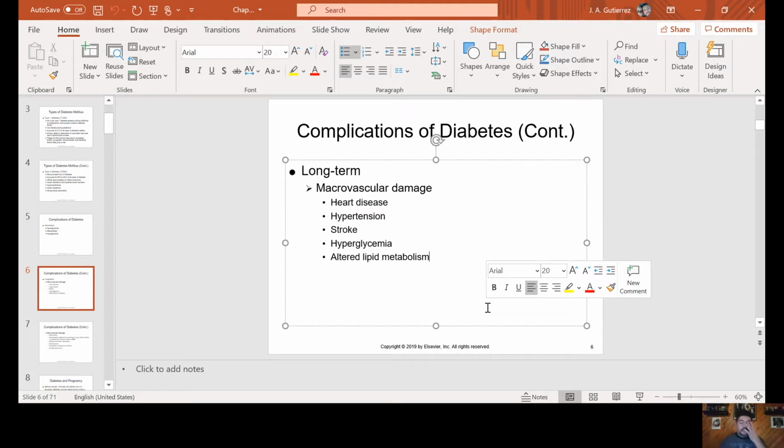So all that extra glucose that wasn't converted into glycogen is now converted into fat cells, and now it's called adipose tissue or fat tissue. And that's the altered lipid metabolism.